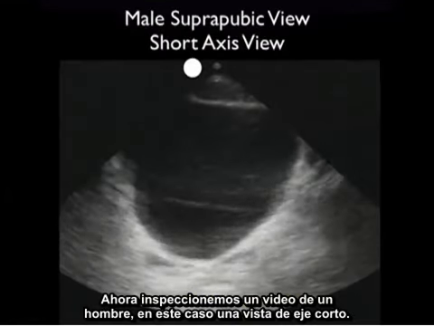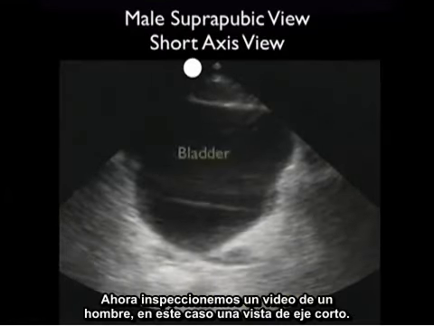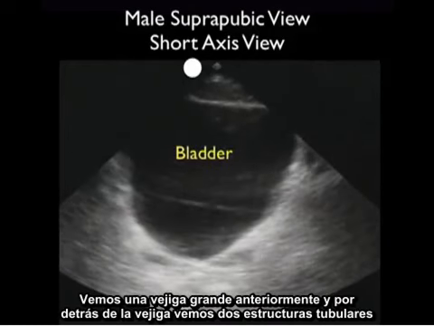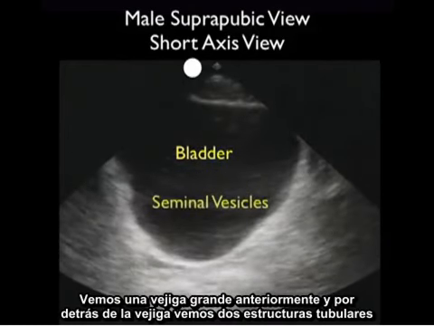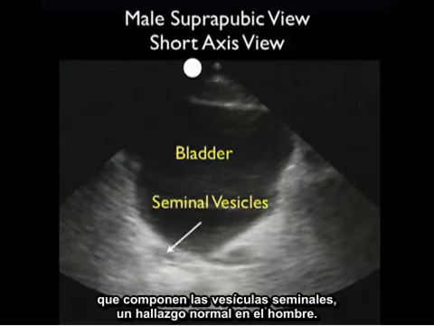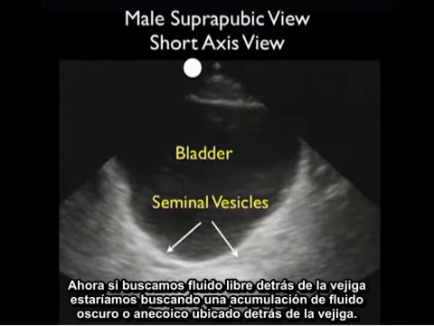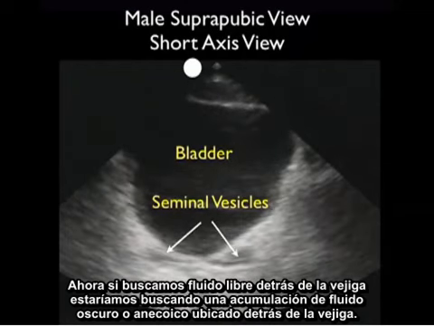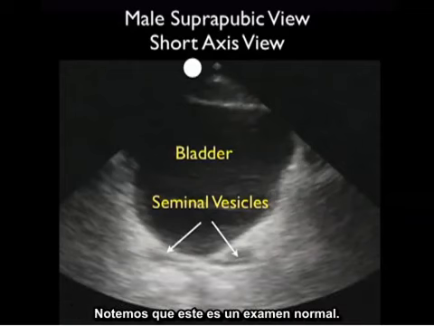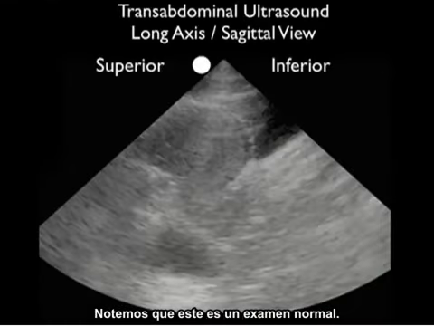Now let's inspect a video clip from a male, in this case a short axis view. We see a large bladder there, anteriorly, and behind the bladder we see two tubular structures making up the seminal vesicles, a normal finding in a male. Now, if we're looking for free fluid behind the bladder, we'd be looking for a dark or anechoic fluid collection layering out behind the bladder. Notice this is a normal examination.